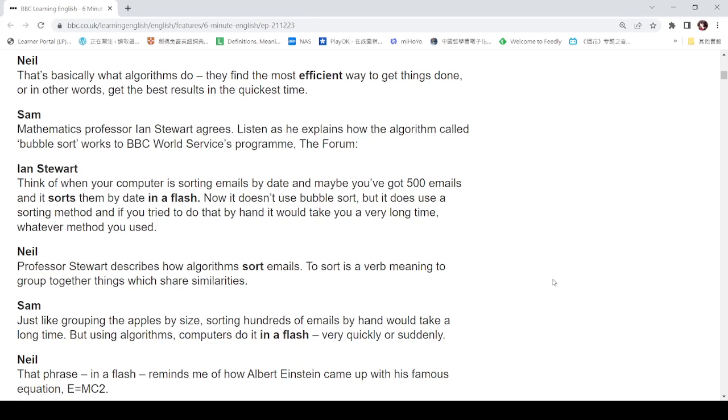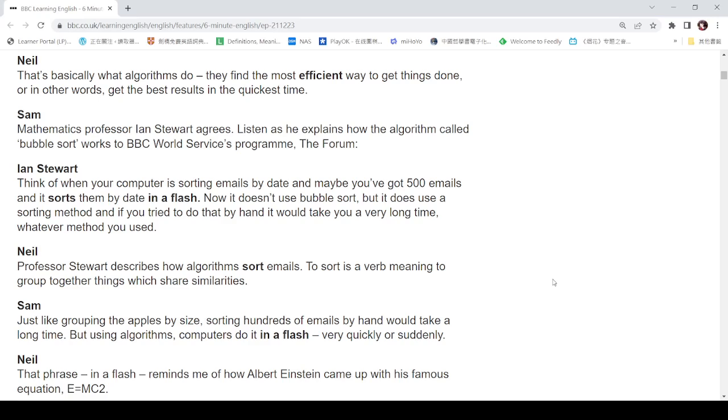Think of when your computer is sorting emails by date and maybe you have got 500 emails and it sorts them by date in a batch. Now it does not use bubble sort but does use a sorting method, and if you tried to do that by hand it would take you a very long time.